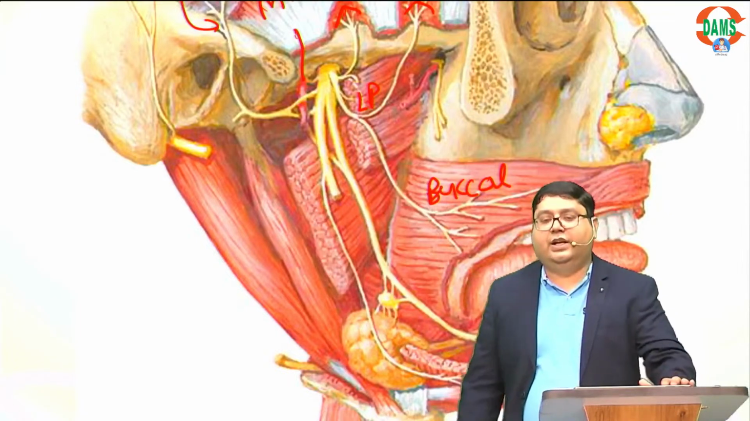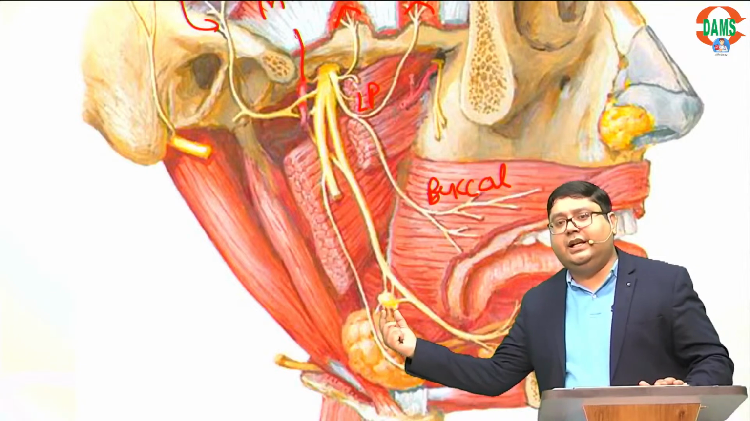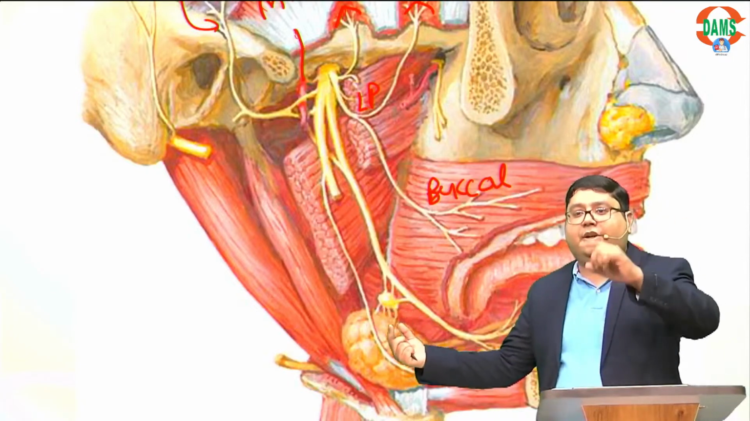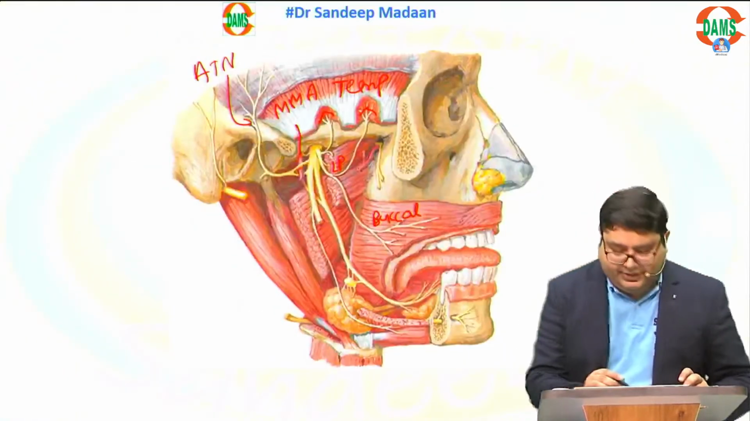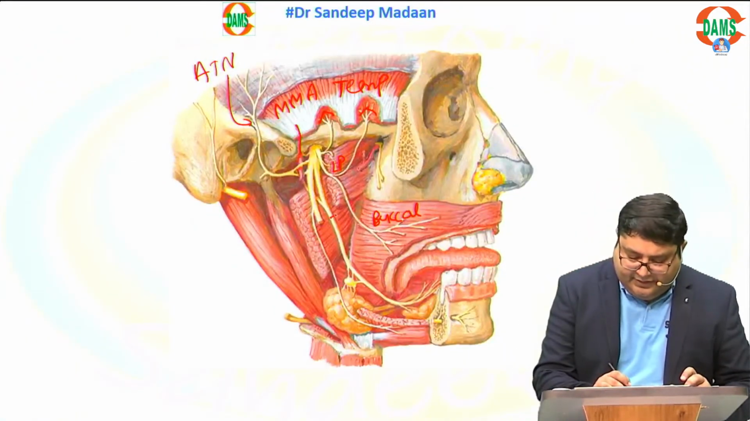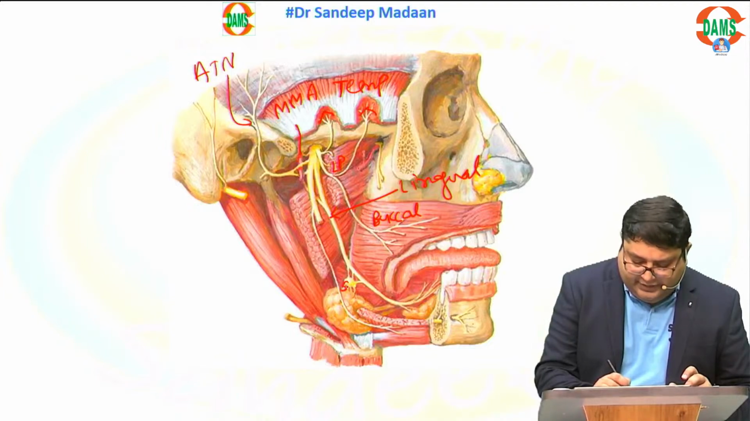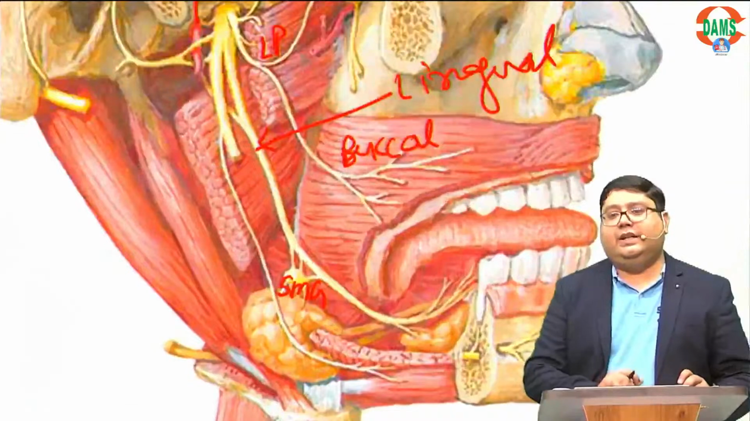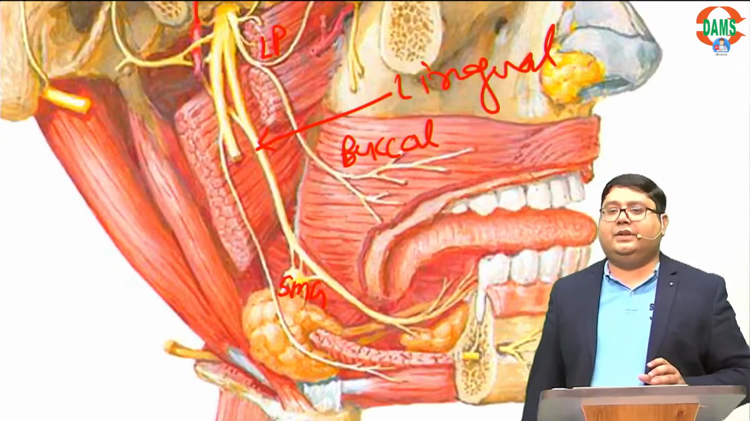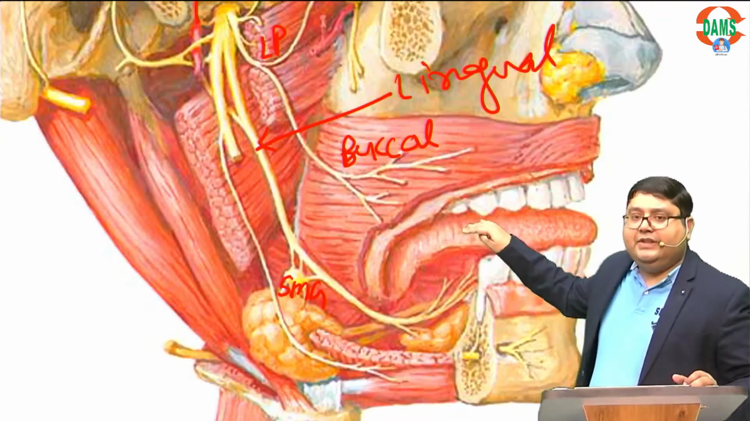Definitely the lingual nerve. And we can see it is holding the ganglion here. What is the name of the ganglion? We have already written in our notes. Let me add. This nerve is definitely the lingual nerve. And the name of this ganglion is the submandibular ganglion. Correct?